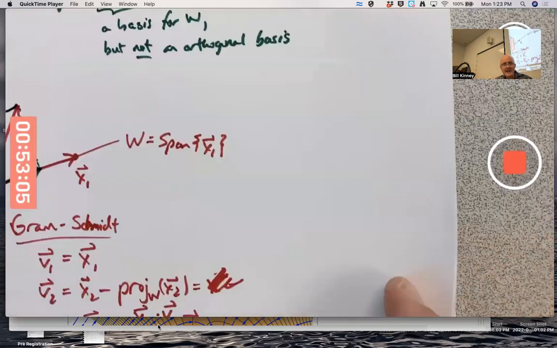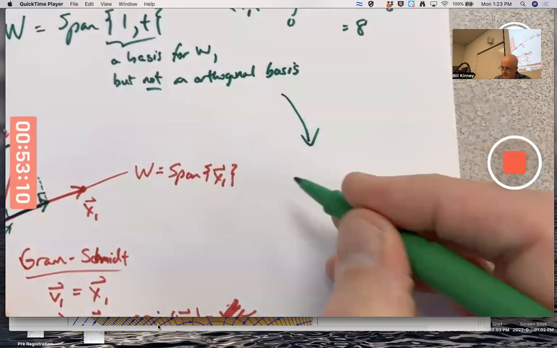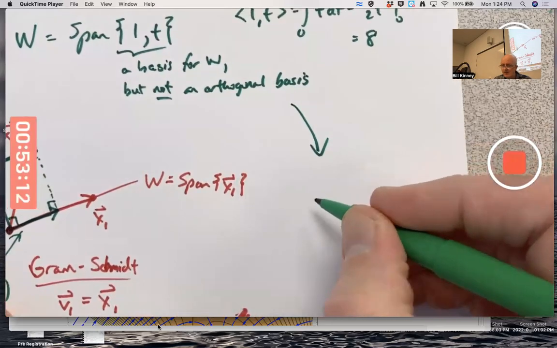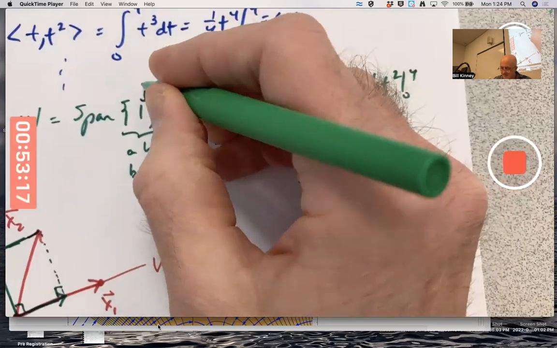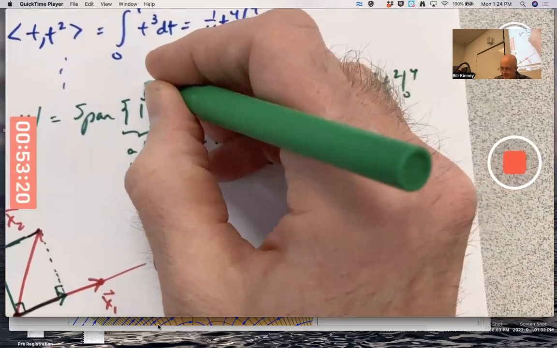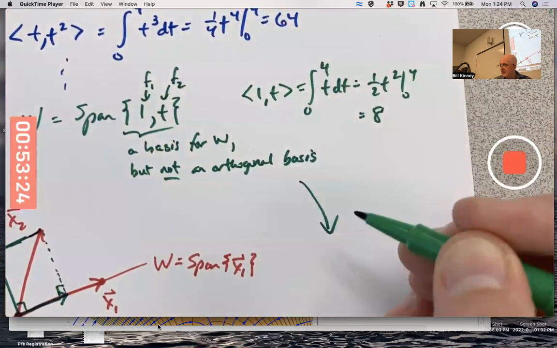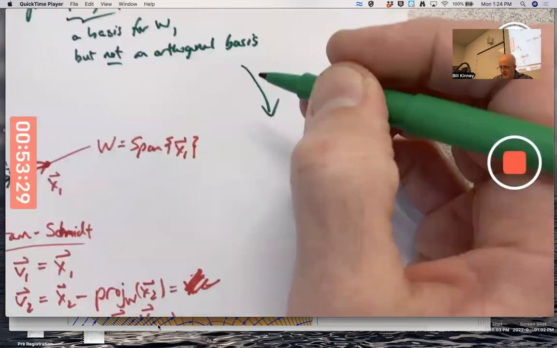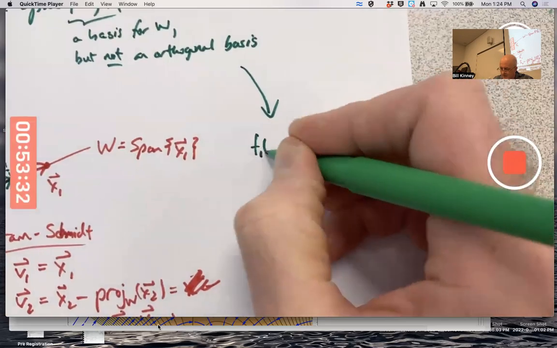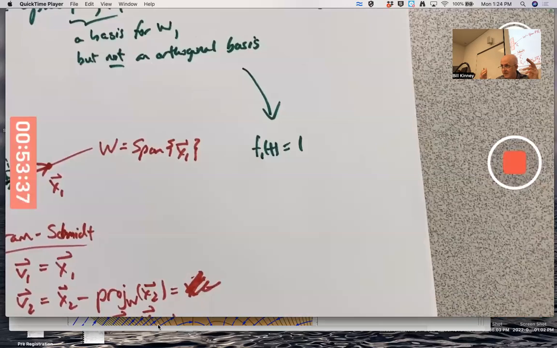So if we try to apply these ideas for this example, I'm not going to use V1 and X1. Let's call this F1 and F2 maybe. I won't use a new letter here. Okay, so F1 equals the constant function 1 is going to be the first quote unquote vector in my orthogonal basis. That's nice and simple.